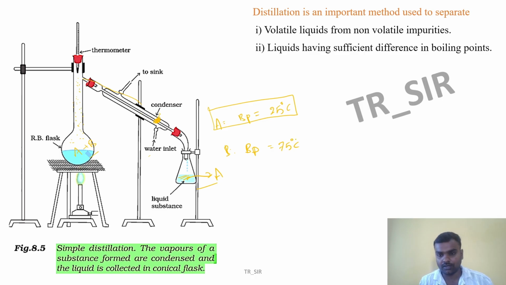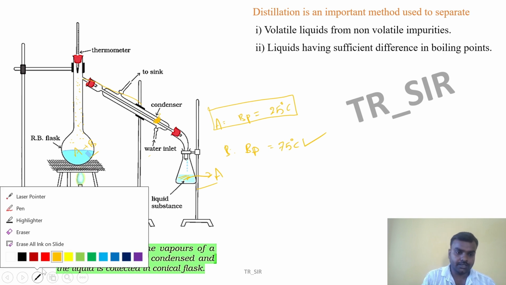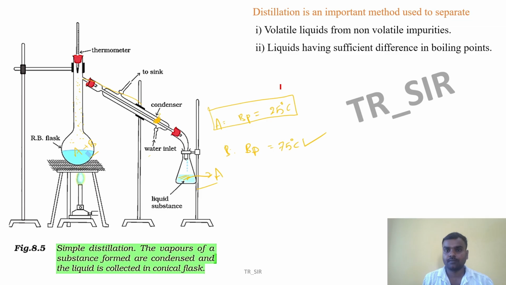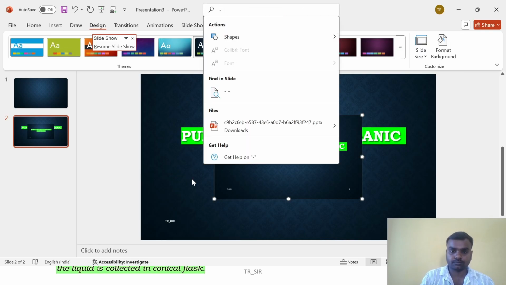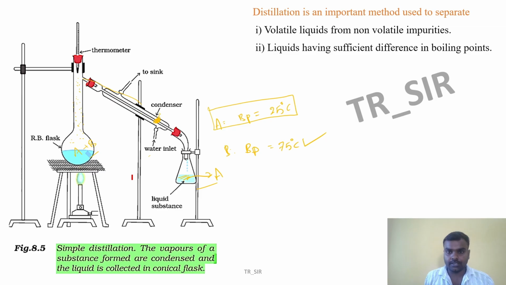Why is B left out in liquid form? Because it has a high boiling temperature as compared to A. Now this method can be used for separation of volatile liquids from non-volatile liquids. What actually does volatile mean? The compound which will vaporize easily without any heating is called a volatile substance. For example, petrol is a good volatile substance, whereas water is not a volatile substance.